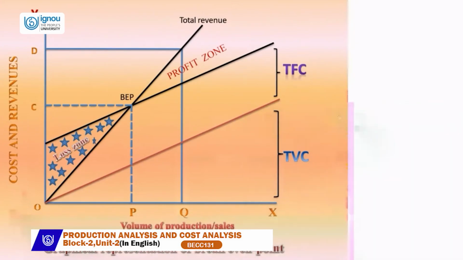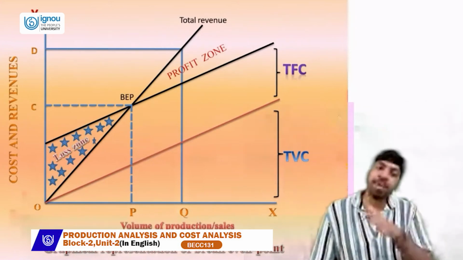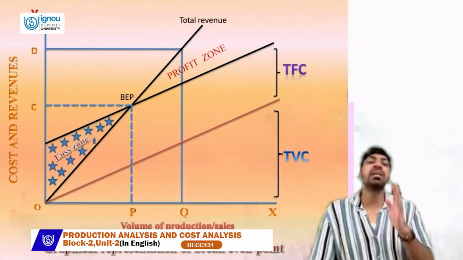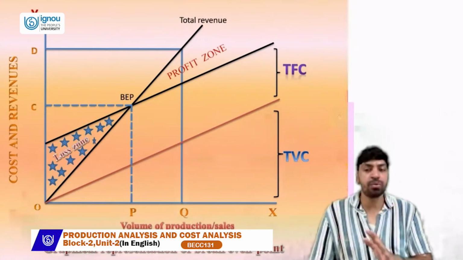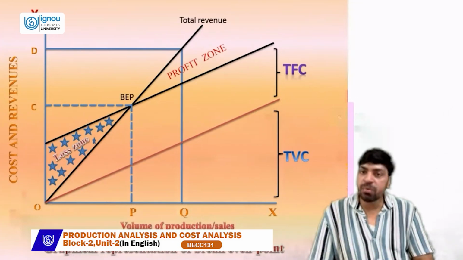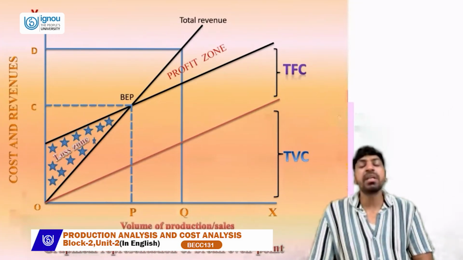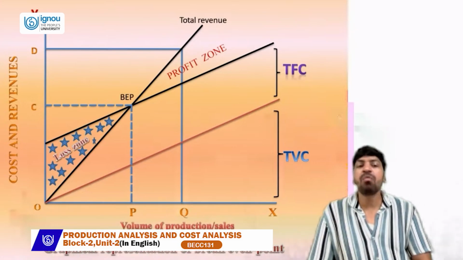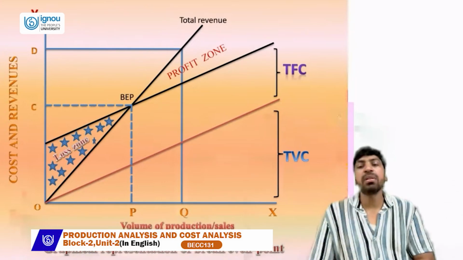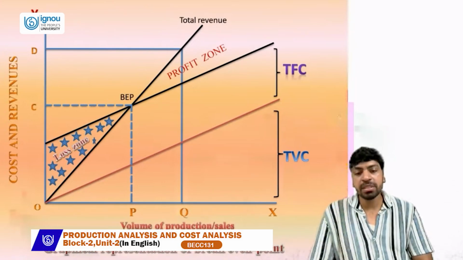So the gap below the profit line, between the total revenue and the total cost, is the loss zone. The difference between the profit zone and the total cost refers to total fixed cost, and whatever is below the red profit line is called the total variable cost.